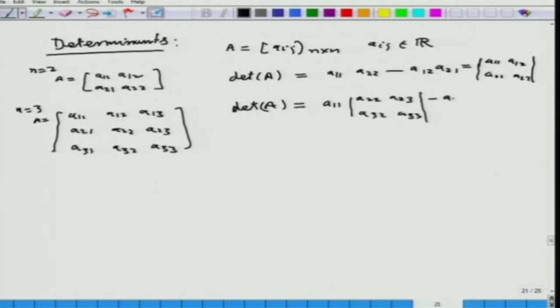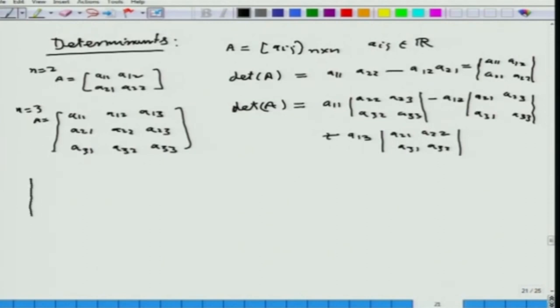So, minus a12, and then crossing out this row and this column, we are left with those entries. Put those entries here, a21, a23, a31, a33. Then plus, because now 1 plus 3 is 4, so we get a plus sign here, a13, and then crossing out this row and this column, we have a21, a22, a31, a32. So, like this we extend. Any nth order determinant will be like this.